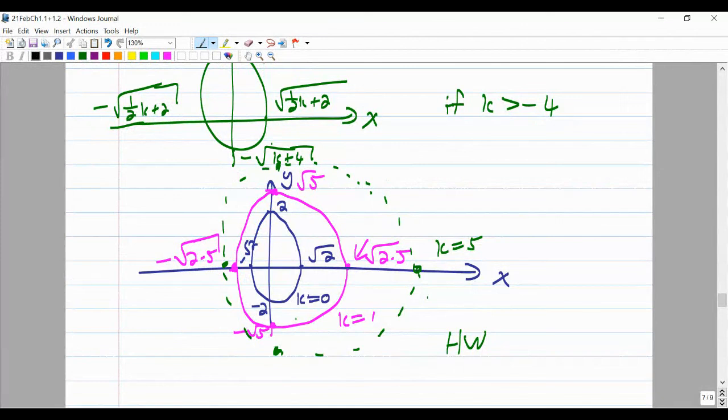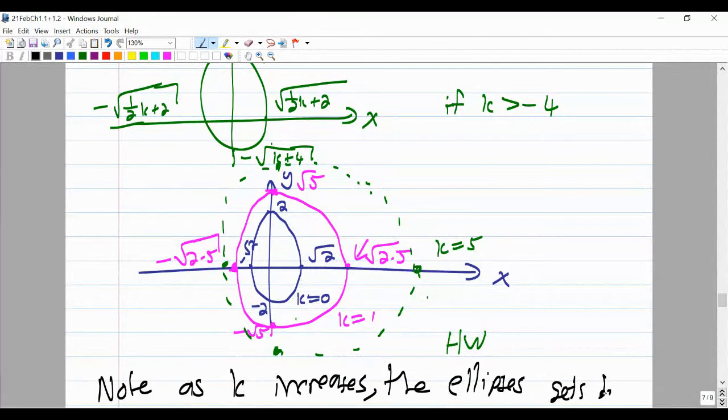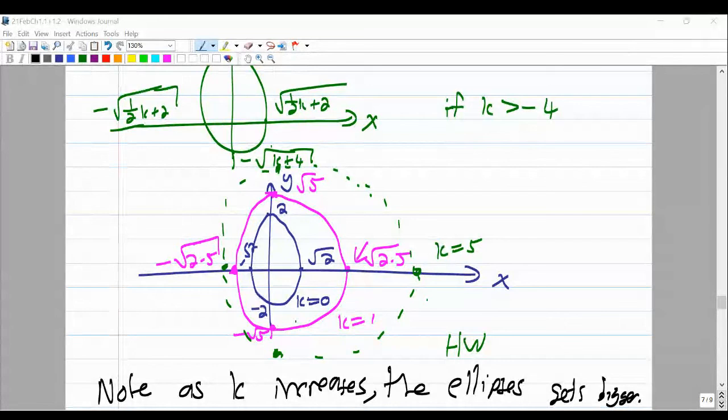But the moral of the story is the following. So note, as k increases, the ellipse gets bigger. Are there any questions? The one at the top was an arbitrary k. But here, the blue is k equal to naught. The pink is k equal to 1. The green will be k equal to 5.